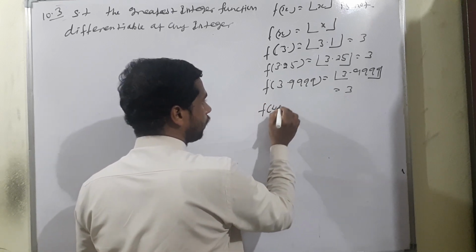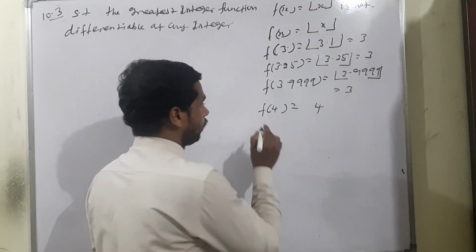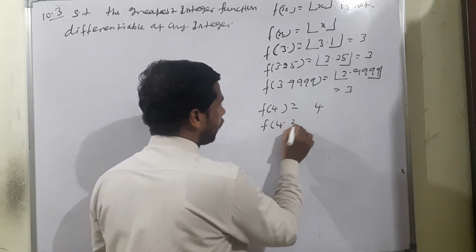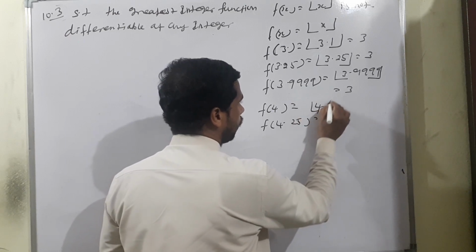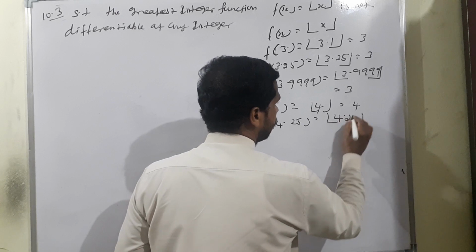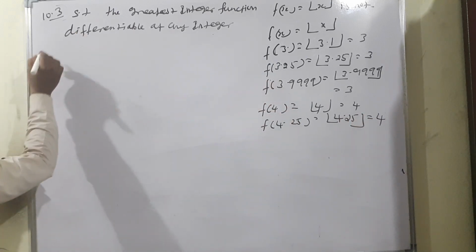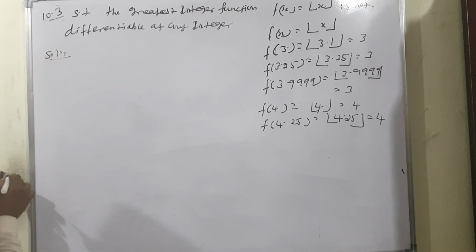But if we start with f of 4, definitely we can say the value will be 4. Then 4.25 also, if we apply the greatest integer function, the value will be 4 only. So I am moving to the question solution.